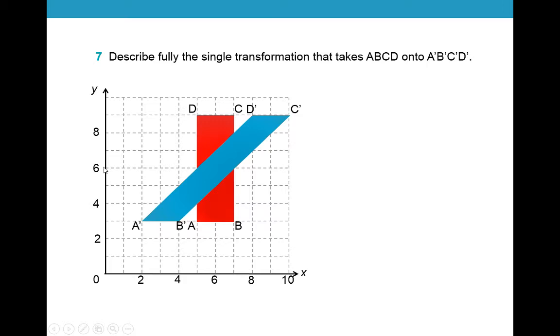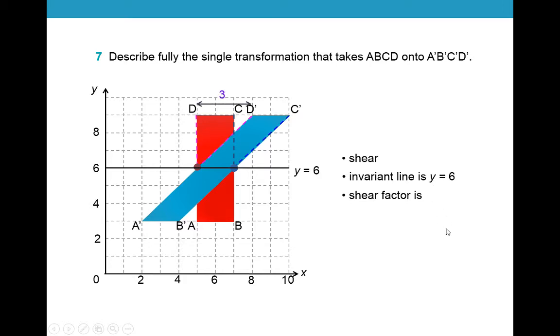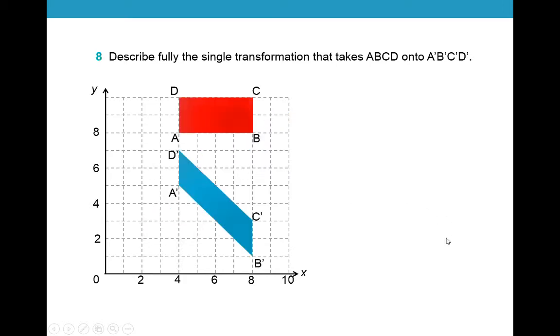The invariant line is y equals 6, and it is perpendicular distance. Pick on this. Perpendicular distance is 3 and 3. It's 1. It has moved in the positive direction, and because you're going to below it, that is still the positive direction. Okay, so it's a positive 1 shear factor. Okay, invariant line is y equals 6. I think I said x equals 6. No, I said y equals 6. Shear factor, as I said, is 1. Okay.